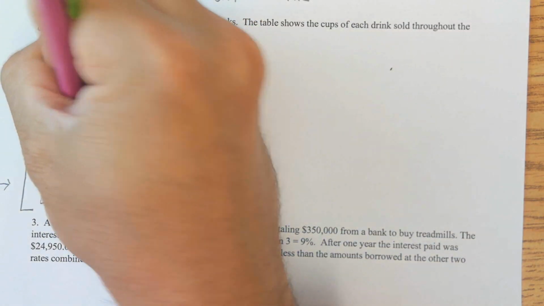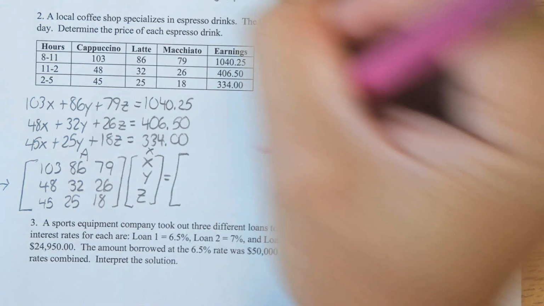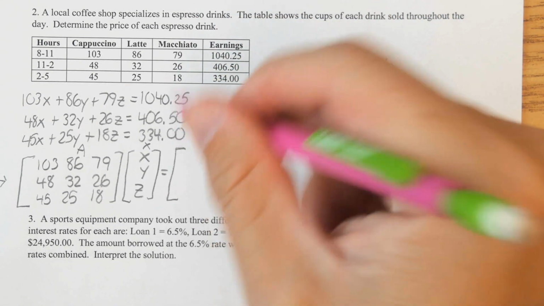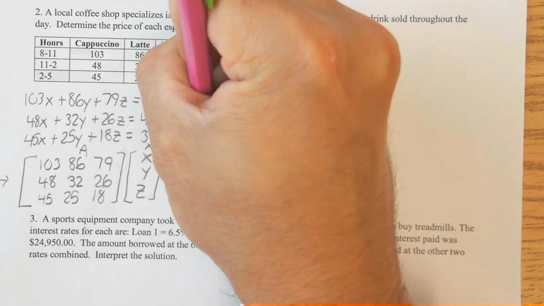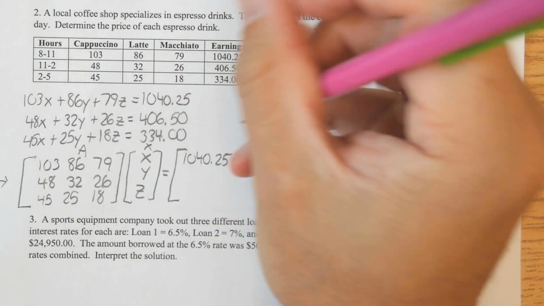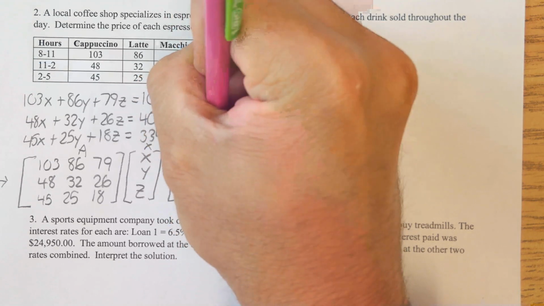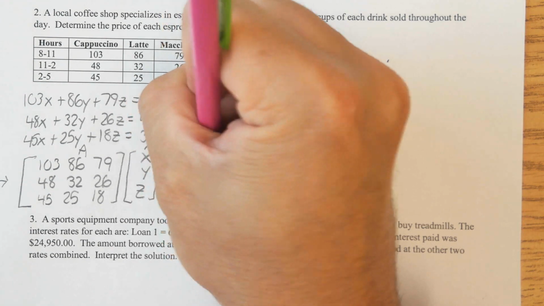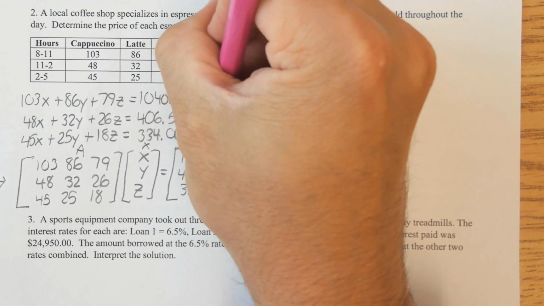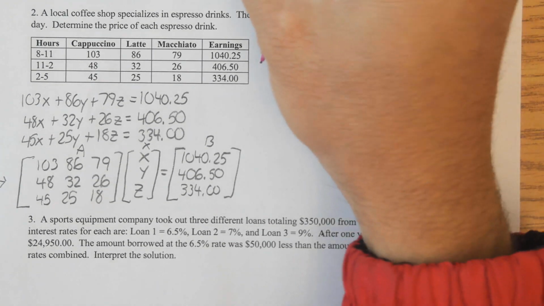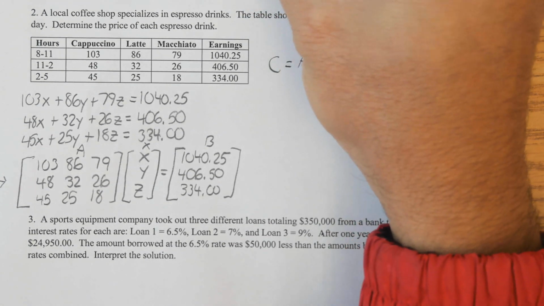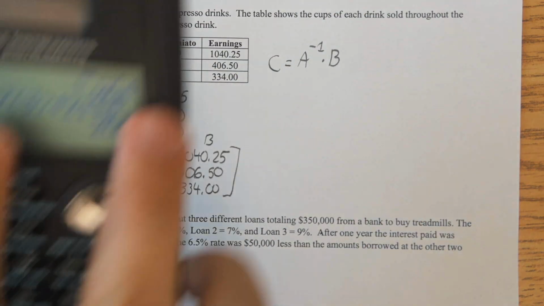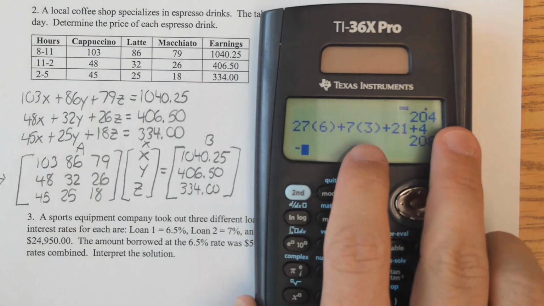so remember this is matrix A on the left here. This we'll just call X because they're multiplying by the variables, right? We're trying to isolate the A there. And then the B matrix is just going to be what everything's equal to. So 1,040.25, 406.50, and then $334. We call that B. And now recall, how do we go ahead and solve? Well, our formula is A inverse times B. Okay? So what I'm going to do is plug all this into my calculator.